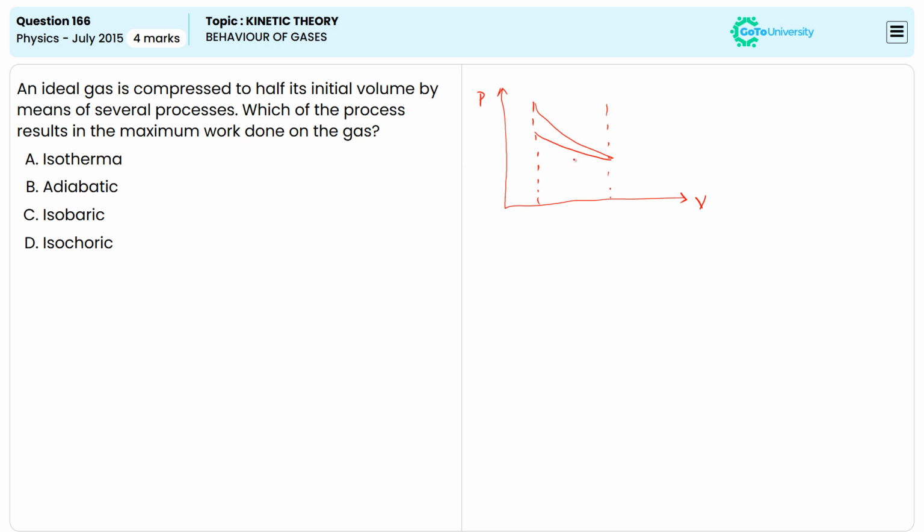And isobaric, there is a constant pressure. The curve looks like this. Then isochoric is the constant volume. The work done is equal to 0. We know that one, right?